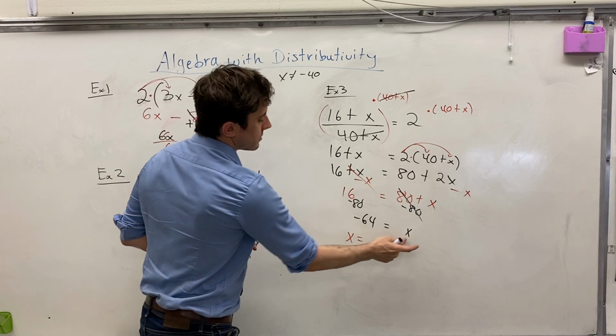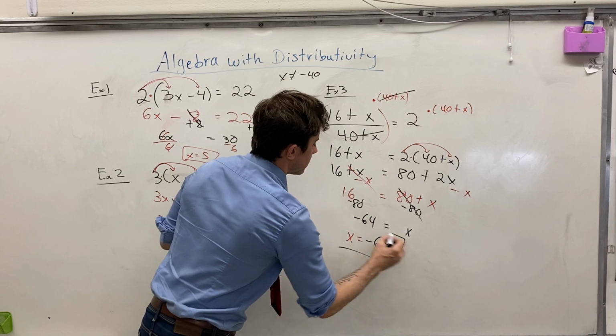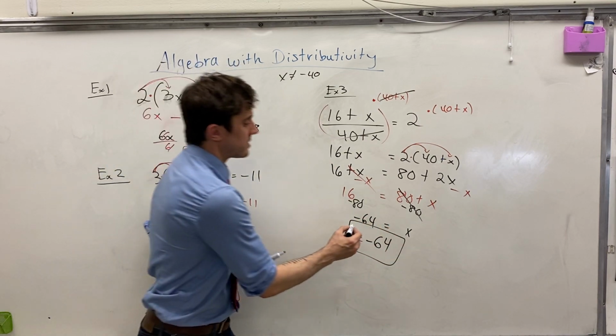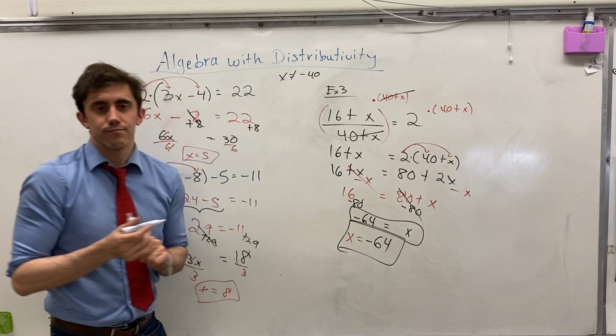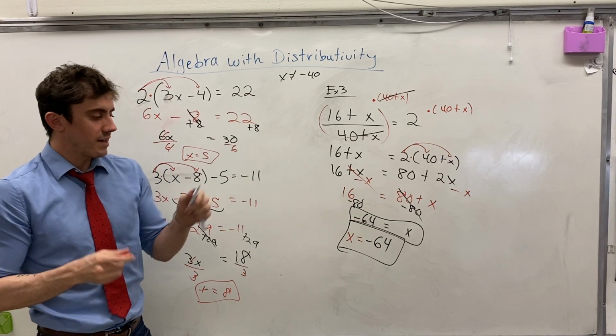And I know you're probably used to seeing x on the left side, so for the nice visual, we can write x equals negative 64, but you can certainly leave your solution as negative 64 is equal to x, because it is very much the same idea, okay?